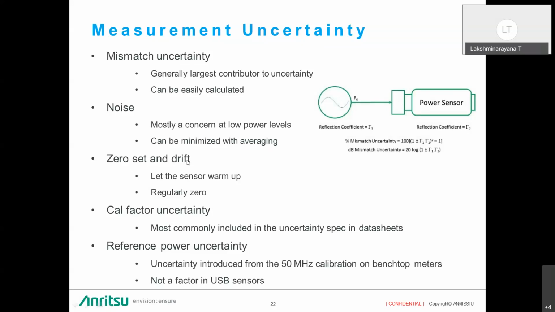And zero set and drift contribution can be minimized by giving a warm-up time to the power sensor or oscillator, around 30 to 60 minutes. After this, we can set the zero and minimize the zero set or drift. And if you are regularly zeroing the power sensor, you can minimize it further. There is a cal factor uncertainty, which is available in the data sheet. And the reference power uncertainty is nothing but the oscillator reference uncertainty, which is in the benchtop meters, not for USB power sensors. So these are the measurement uncertainty parameters or contributors.